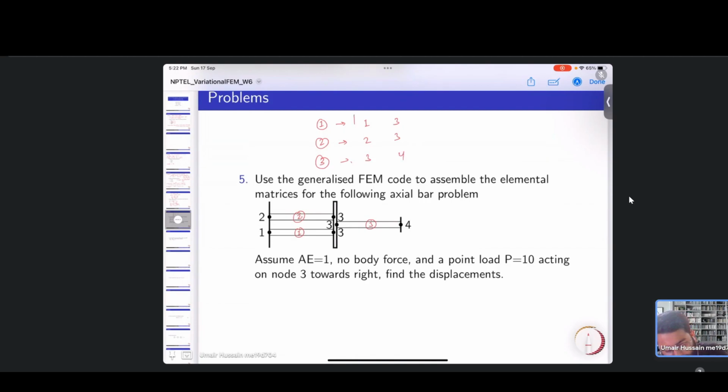This is basically our connectivity matrix which we did last time. So this is a rigid plate. Whatever displacement it will have, the displacement anywhere on this plate would be the same. That's why all the nodes are marked as node 3.